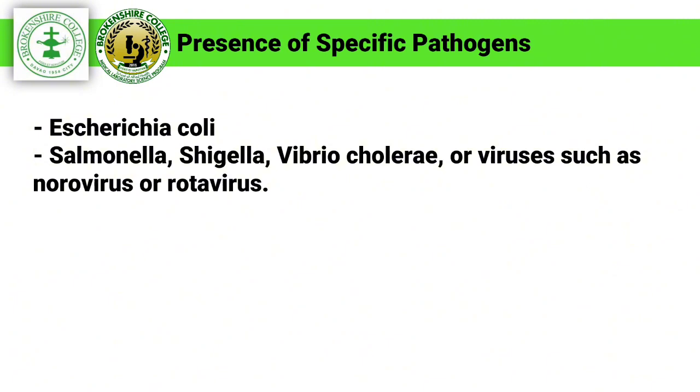Next is the presence of specific pathogens. Just like what I said before, one of the specific pathogens present in water is Escherichia coli. And also remember Salmonella, Shigella, Vibrio cholerae, and also viruses such as norovirus or rotavirus.